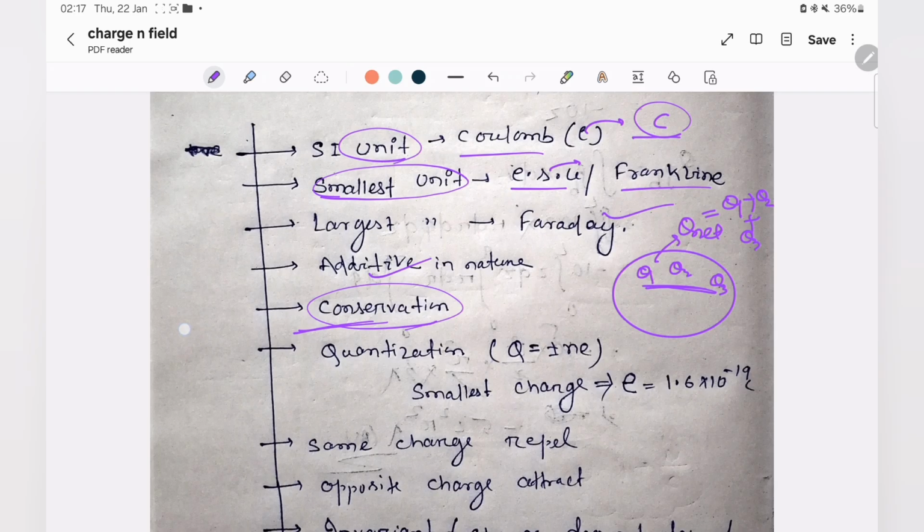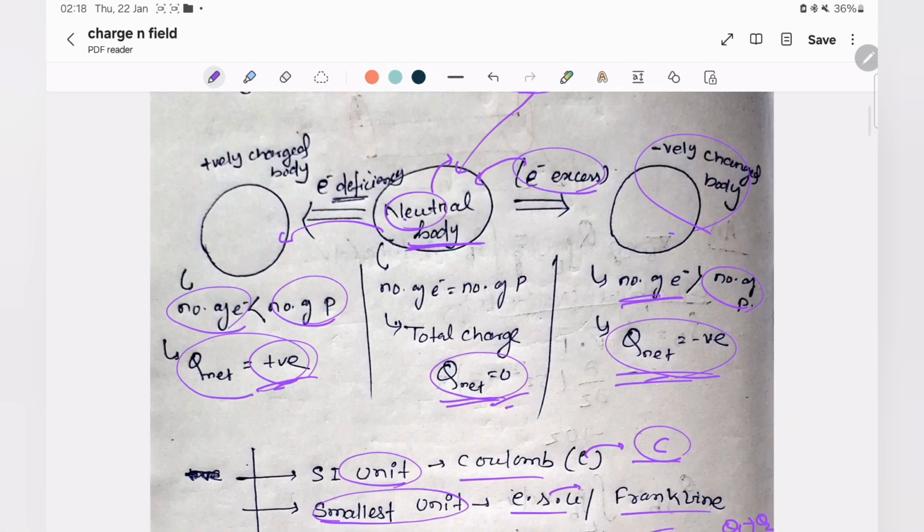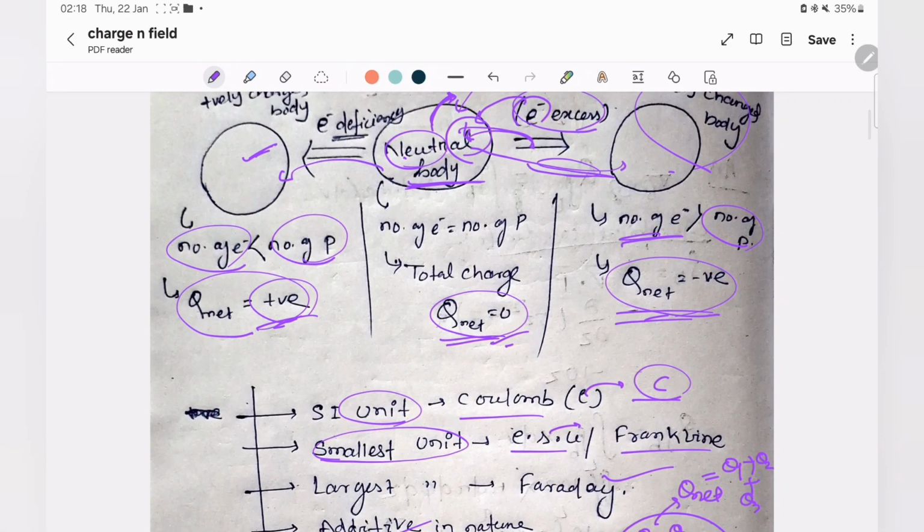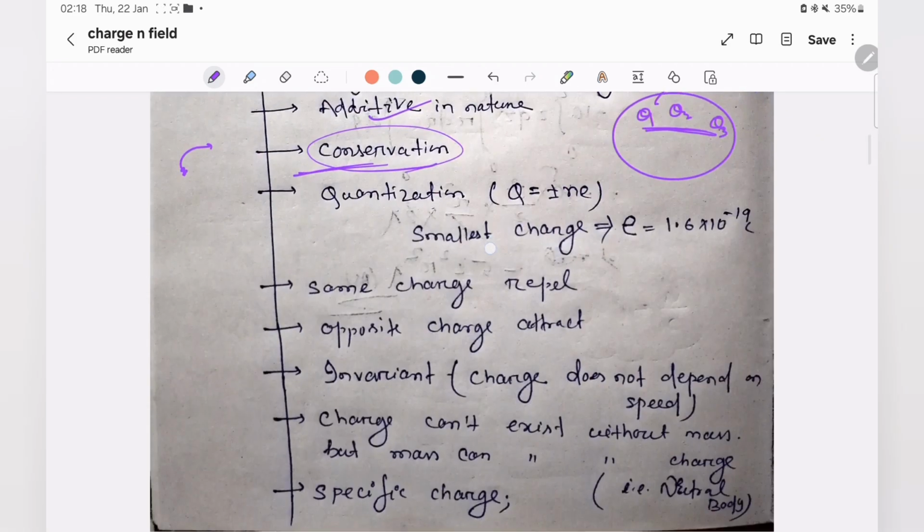Charge can never be created and can never be destroyed. It only transfers from one body to another body. Like here, we already know that electrons move from the neutral body, and then we get the positively charged body. If we give electrons to a neutral body, then we get the negatively charged body. So here electrons are moving from one body to another, and we are not creating electrons. So this is conservative.